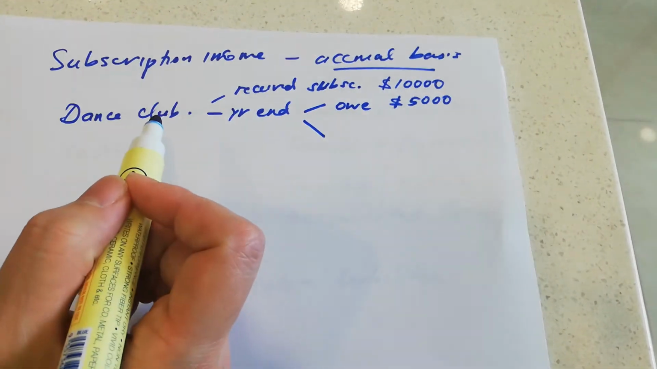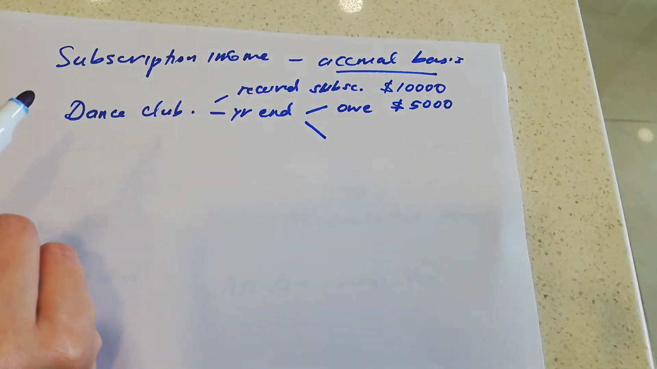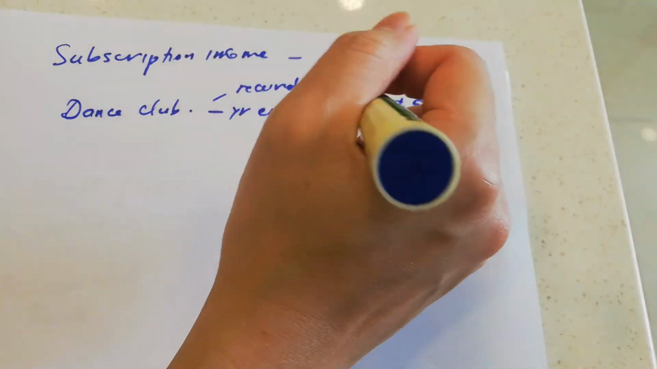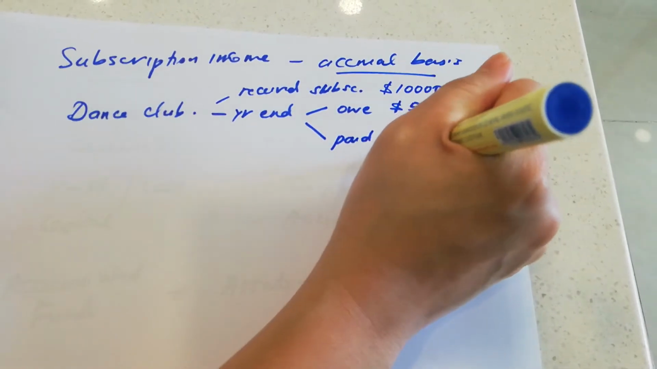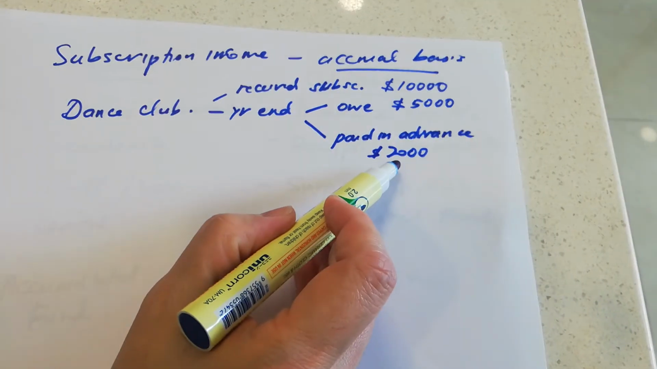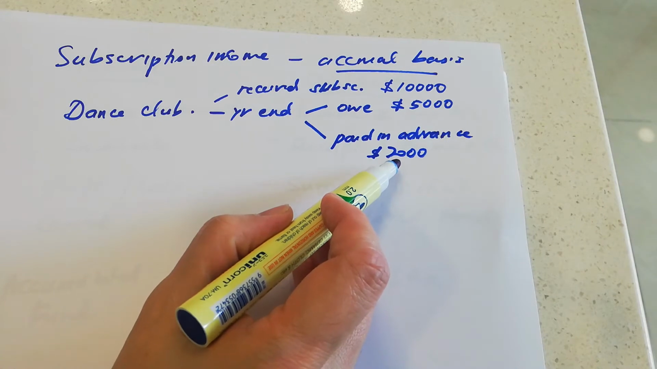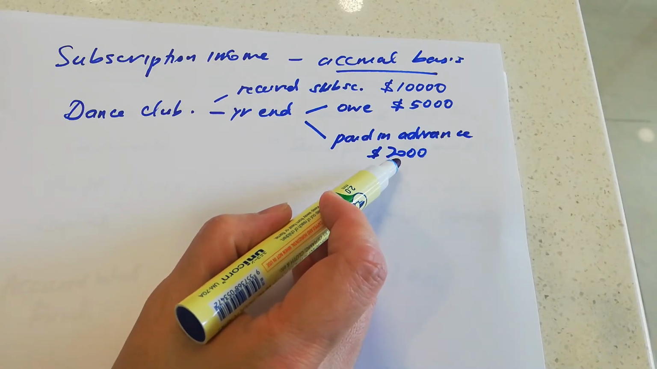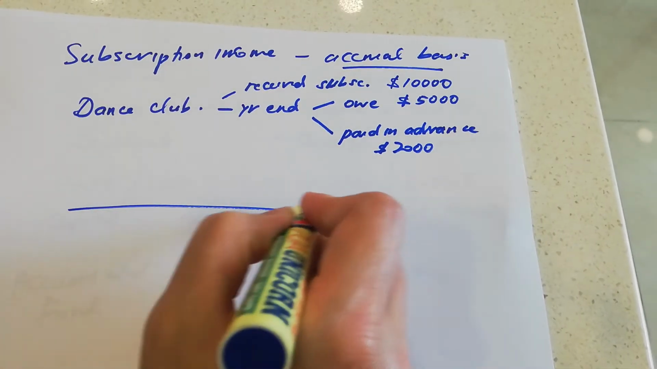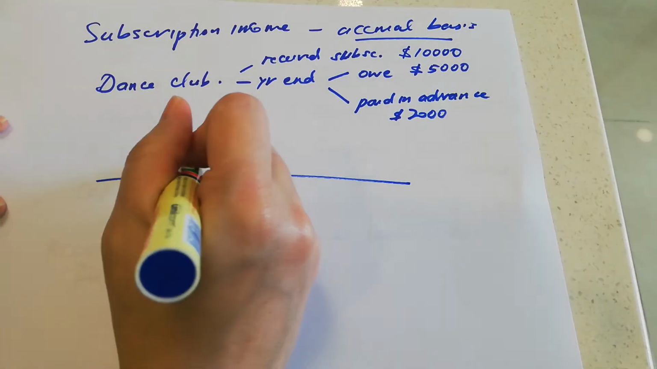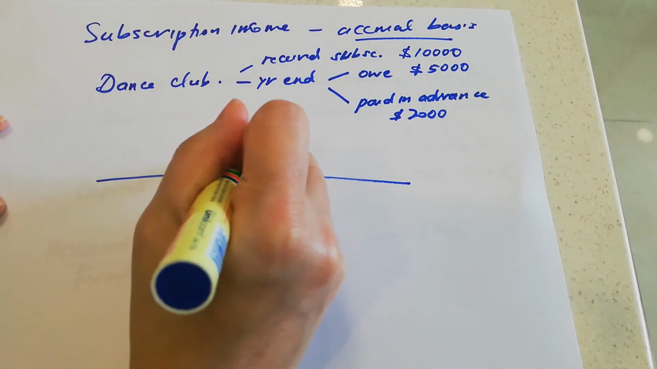Okay, and then there could also be people who have paid their subscription in advance. Okay, so paid in advance, let's say is 2,000. Let's say this is $50. 40 members paid $50 in advance. Okay, so we record the total figure. So your subscription income account will look like that.